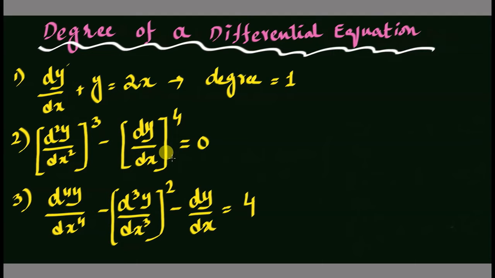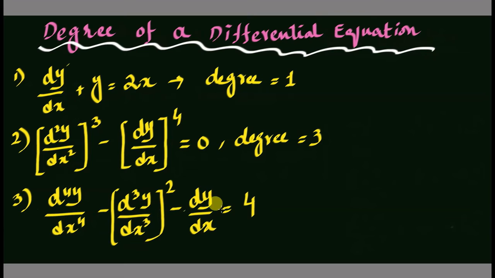In the second example, you just pick the highest order derivative in the differential equation and then find its power. The highest order is second order in this differential equation, and the power of this highest order derivative is 3. So, that is why the degree of this differential equation will be 3.